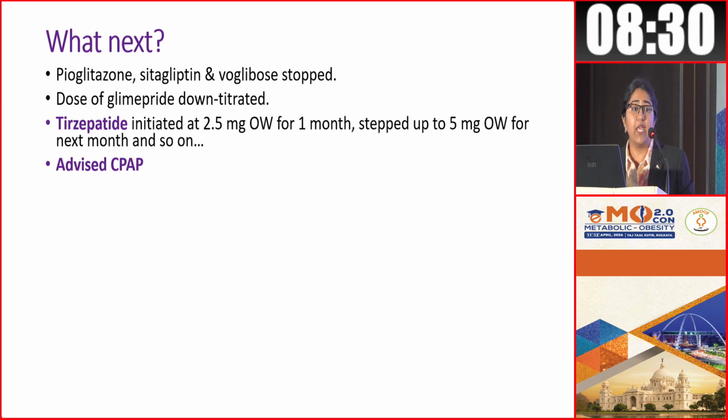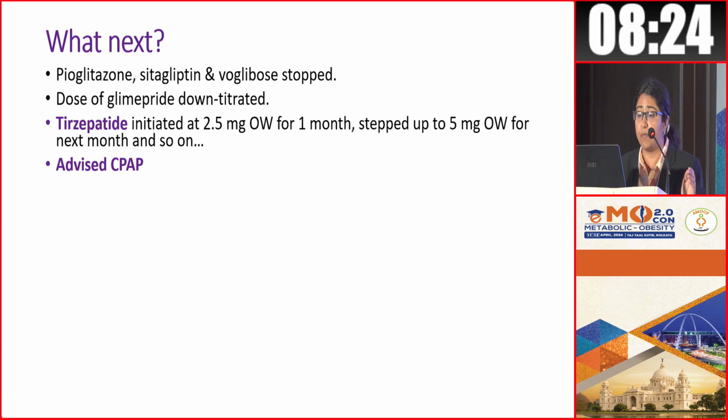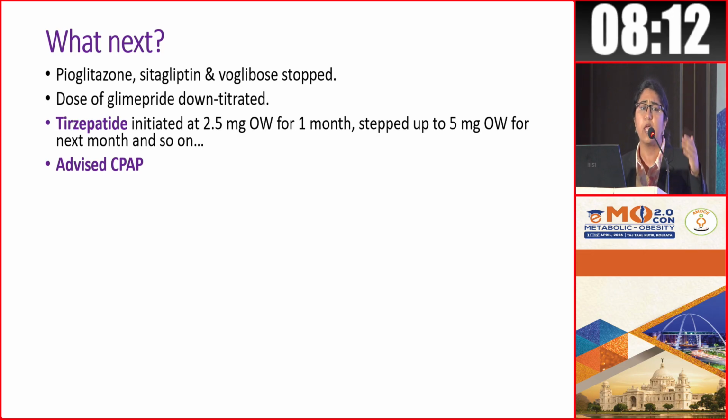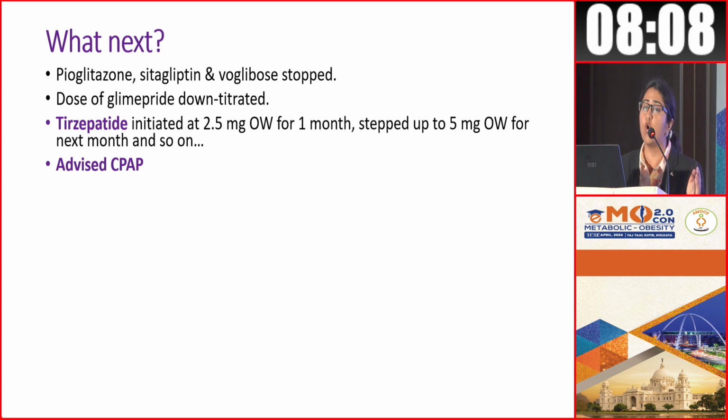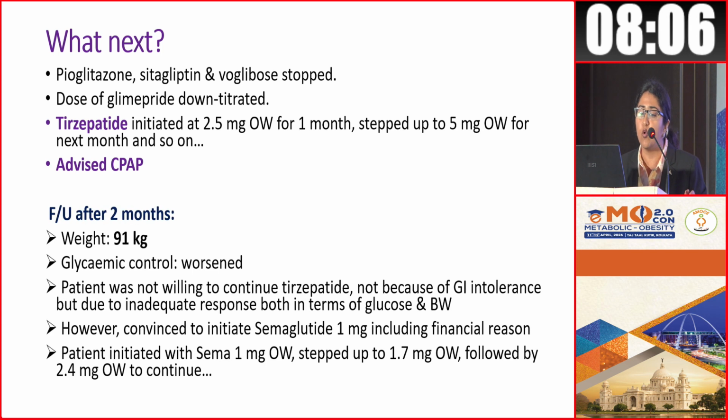What next? We de-escalated the anti-diabetic drugs to initiate tirzepatide, which is the only pharmacotherapy agent approved for the treatment of OSA. Tirzepatide was initiated at 2.5 milligram once weekly for 1 month, stepped up to 5 milligram once weekly for the next month, and so on. The patient was also advised CPAP, which is the gold standard for the treatment of OSA.